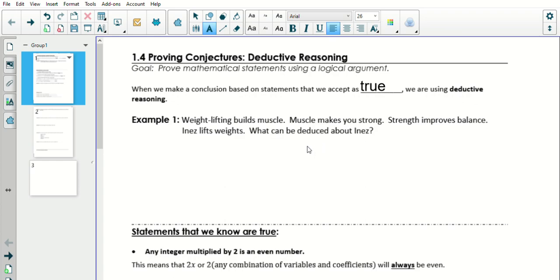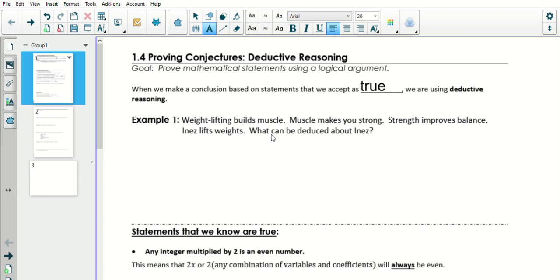So if I take a look at our first example here, we are given a set of statements that I think most of us can agree on. Weightlifting builds muscle. That's generally a true statement. Muscle makes you strong. Another relatively true statement. And finally, strength improves balance. Generally, we can find that as relatively true. And now, once we've read that, what's left is Inez lifts weights. What can we then deduce about Inez?